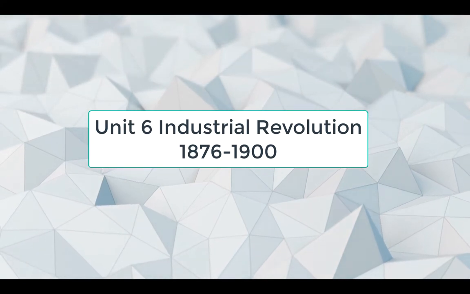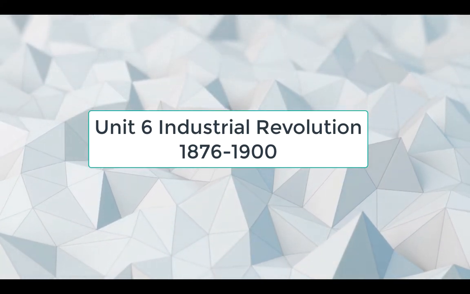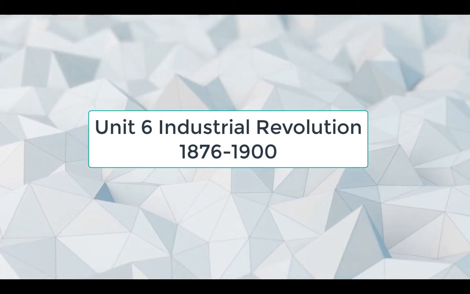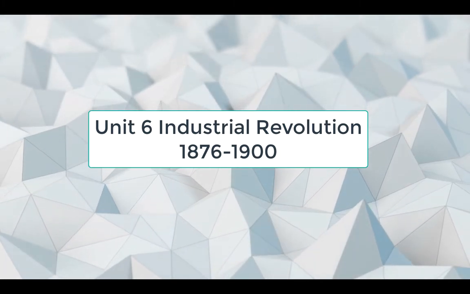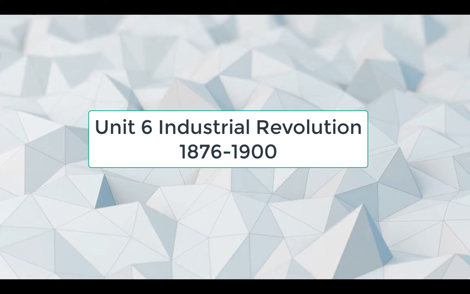This time we're going to be going over a national review for Unit 6. Unit 6 takes place basically from about 1876 up until about 1900. This is covering a lot of ground today. We're going to be talking about Western expansion after the Civil War, and we're also going to be talking about the Industrial Revolution.